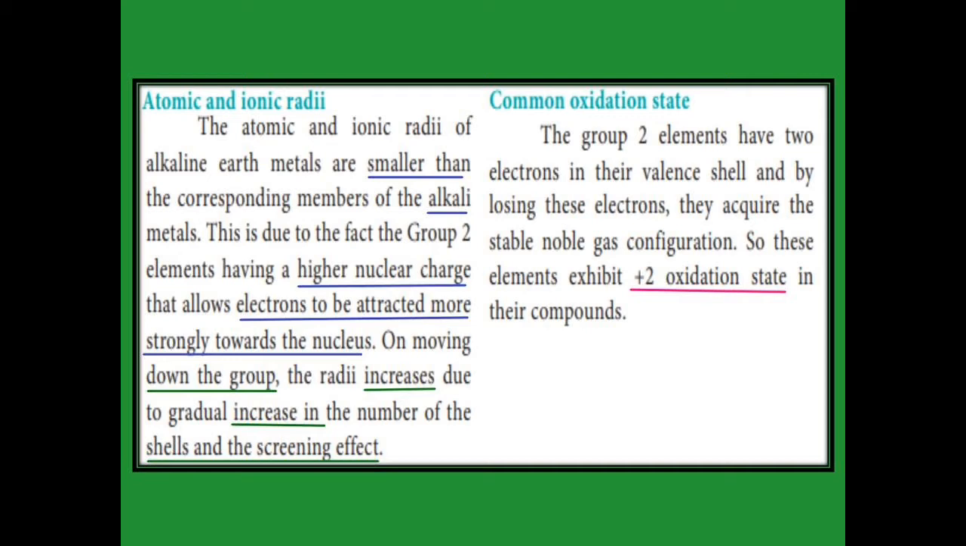Common oxidation state: in these, the last 2 electrons enter the s orbital. Those electrons are easily removed, so the oxidation state of alkaline earth metals is +2.